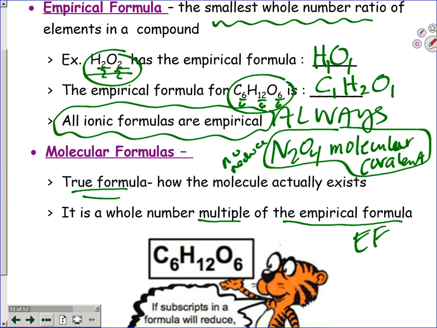So it's a whole number multiple of the EF. So going back to this example up here, if I take my empirical formula, C1H2O1, what am I multiplying all the subscripts by to make the molecular formula? I'd technically be multiplying all these subscripts by 6. That's 6, that's 12, that's 6. And that's going to be my molecular formula. So that's why it says it's a whole number multiple. Thumbs up when you've got what you've got to get. So I want you guys, on the next slide, to identify the ones that are empirical versus molecular.